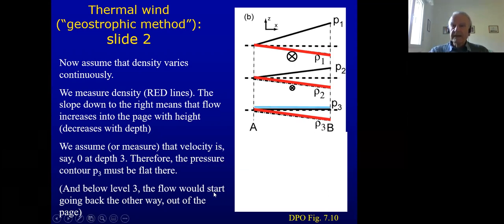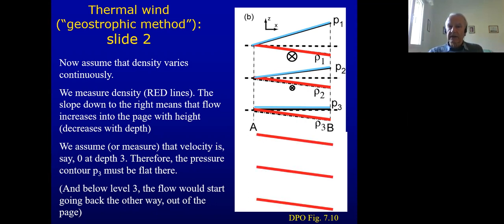So, therefore, below the level 3, which is this thing here, the flow would start going back the other way, out of the page. What that means is that, in fact, if we look at the Gulf Stream, for example, or even the Antarctic circumpolar current, the flow in deeper layers is in the opposite direction. So you have a kind of two-layer structure. You have the surface flowing in one direction and the deeper layer in the other direction. Everything is due to the horizontal pressure gradient.